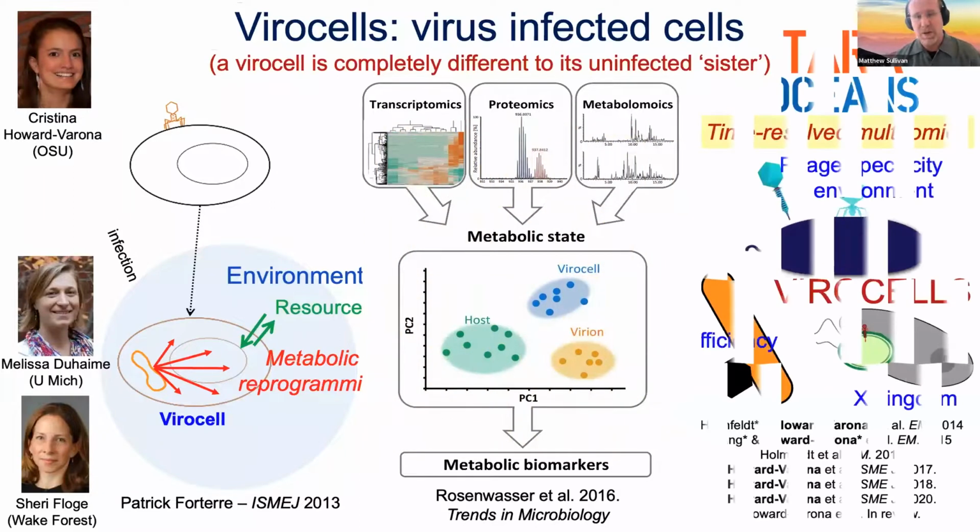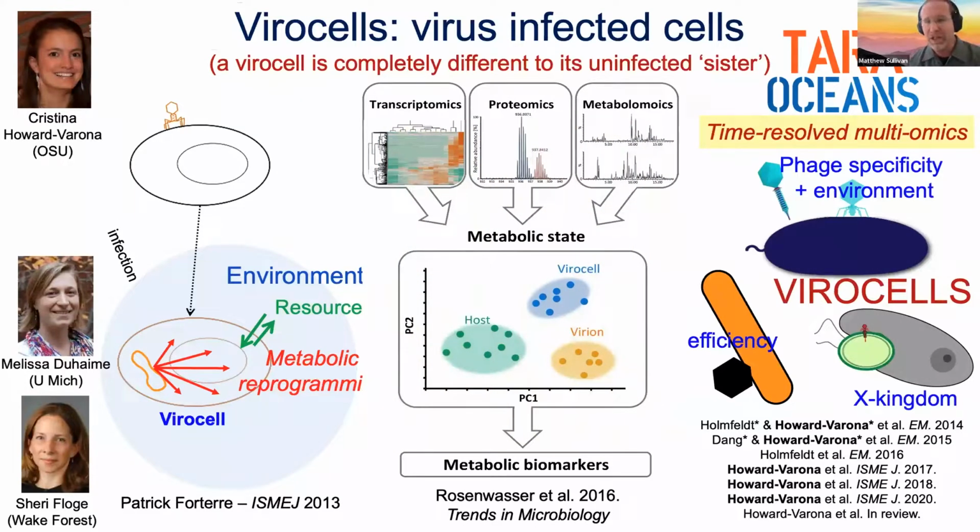And so the folks listed on the left here have really driven some exciting work in this space, looking particularly using the Tara Oceans data to figure out which of the viruses are most interesting to study, and then using a time-resolved multi-omics toolkit to study how phage specificity and environment change across cells, how infection efficiency changes across cells, and how, in this case, cyanobacteria change under phage infection with and without a protist predator around.